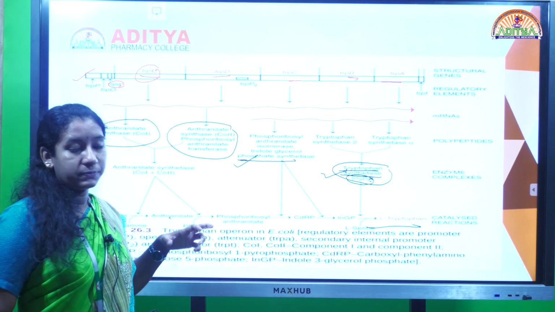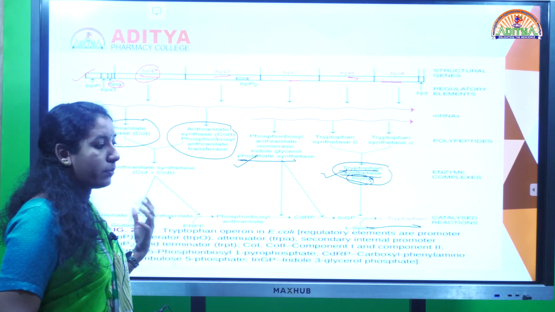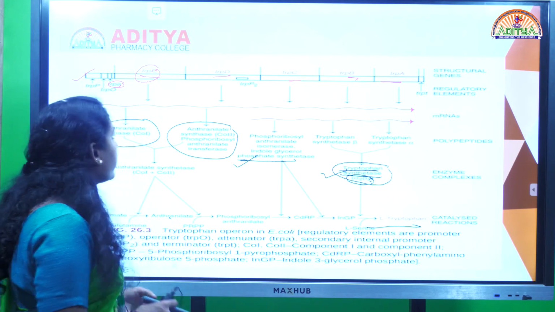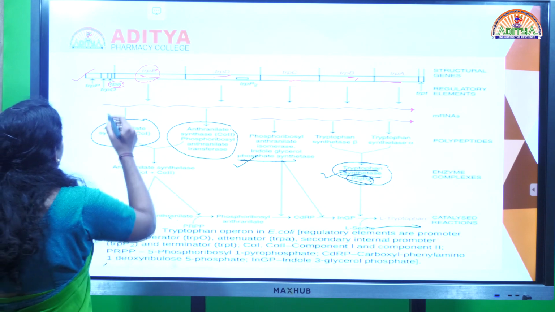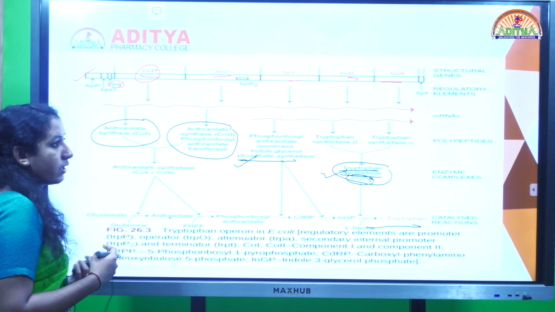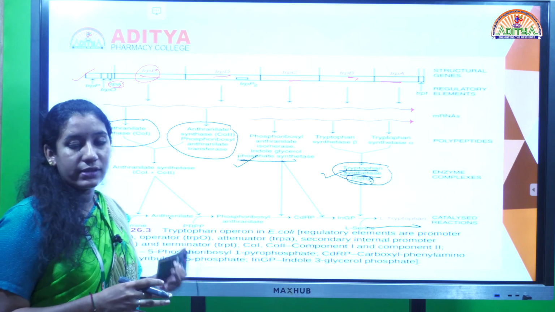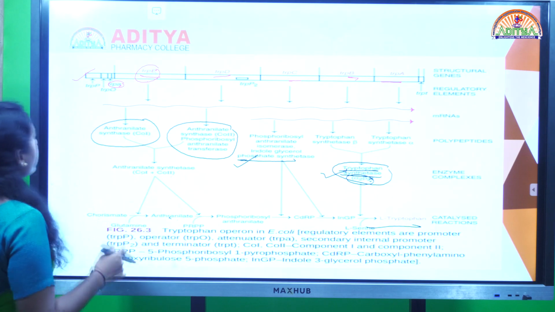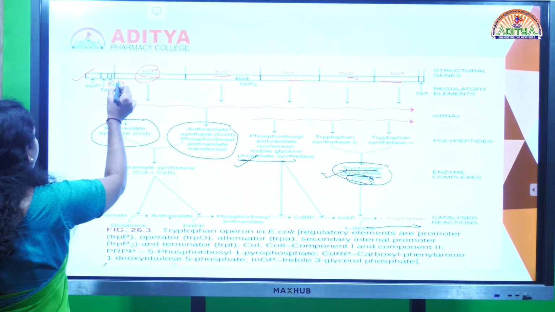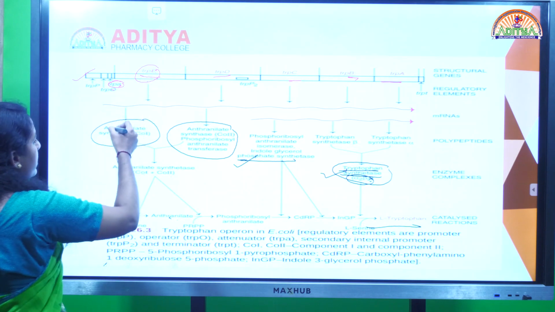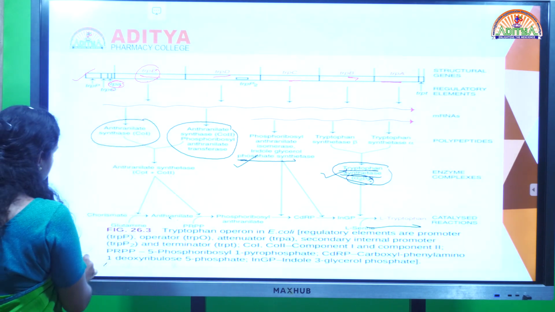But if there are not enough levels of tryptophan, less than the normal, then what happens? This attenuator will activate the operator region, this RNA polymerase will bind, and the transcription process takes place.